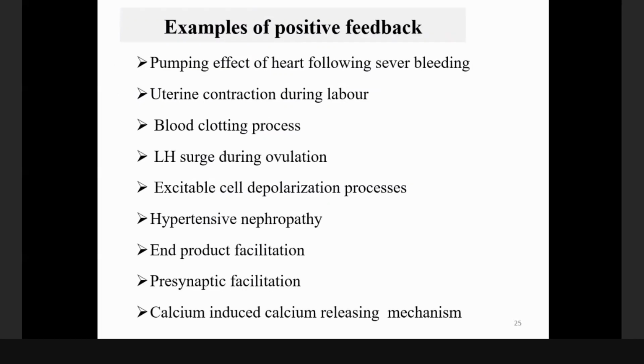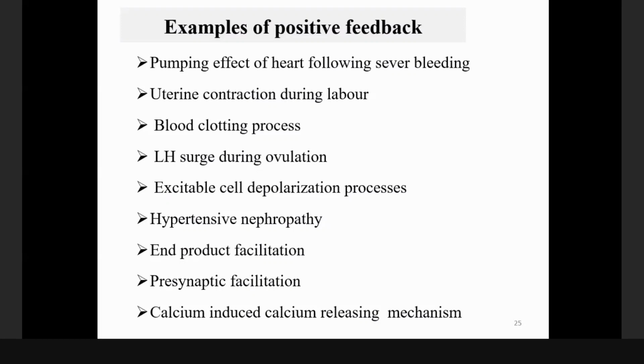So these are examples of the positive feedback homeostasis control system. The first is the pumping effect of the heart following severe bleeding. What would happen in your heart after severe bleeding? For instance, if you bleed more than 1.5 liters of blood, that's severe. So what would happen in your heart? The next one is uterine contraction during labor.